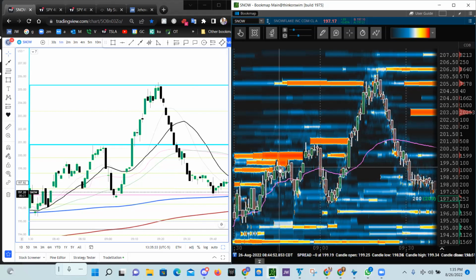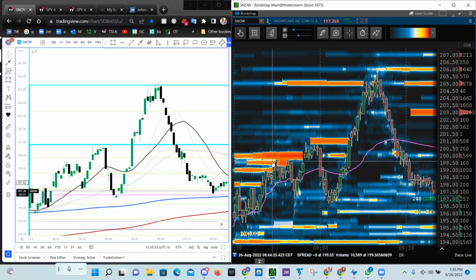Our entry was between 199 and 201, and of course we always want to try to get as close as we can to the major liquidity. The problem with this play was there was major liquidity sitting at 199, 199.50, and 200. So when we see that, we know that's people looking to front run this major liquidity.